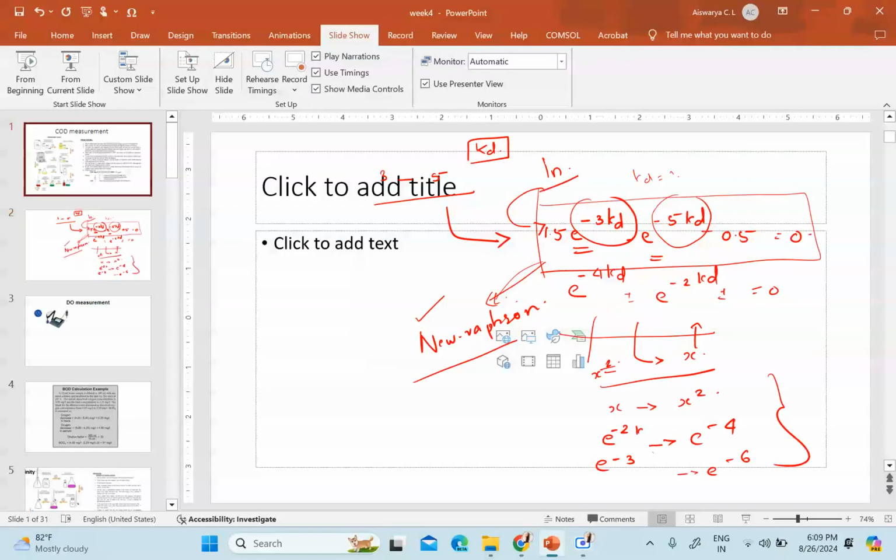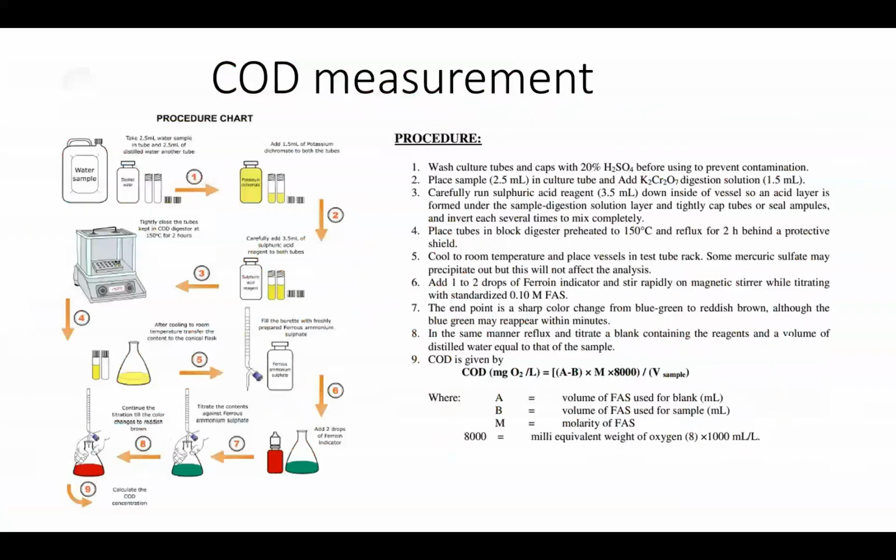So next we will start the COD measurement, how COD is measured in the lab. COD means chemical oxygen demand. This is the main plot for the COD measurement. Hopefully the screen is visible for you, and the letters are a little small, but if you download the slides, or if you are seeing it on the laptop, it is more visible.